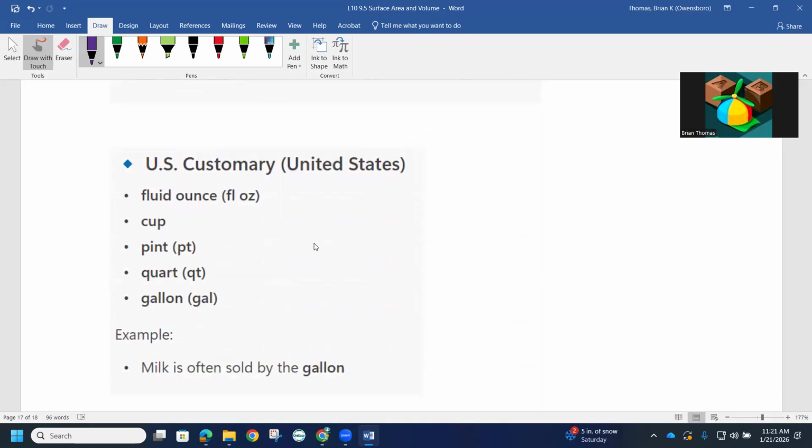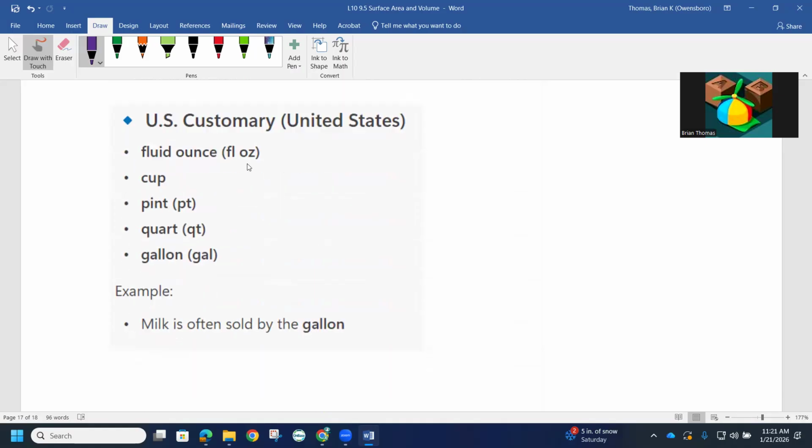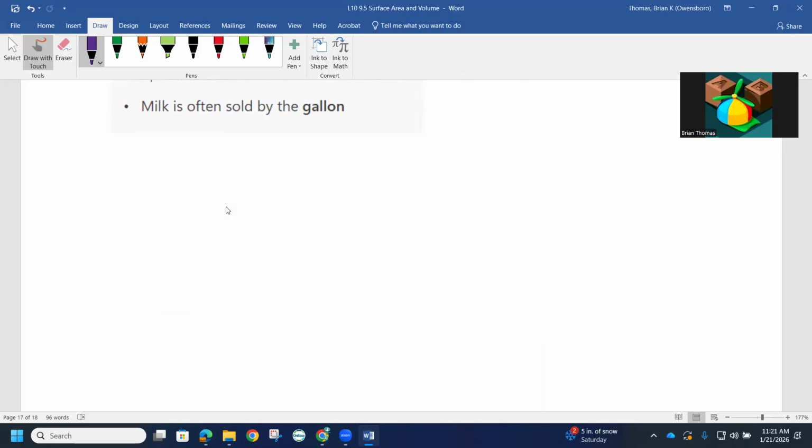Some liquid measurements in our customary units are fluid ounces, cups, pints, quarts, and gallons. Milk is the one I'm most familiar with because milk is sold by the gallon. A lot of times when it comes to fluid ounces, we have 12 fluid ounces or 8 fluid ounces. 8 fluid ounces is actually a cup. That's the most common one. So we have that going on there with liquids.